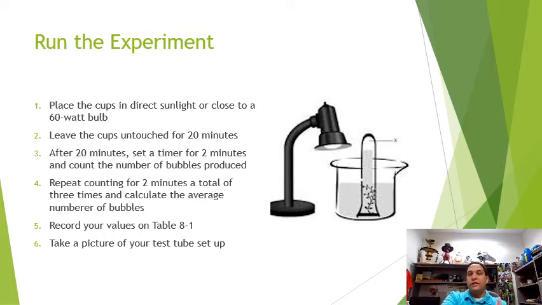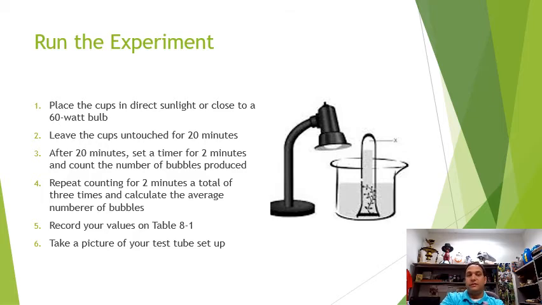Next, you're going to run the experiment. Take those cups that have your inverted tube and your plant in it, and you want them to be in direct light. That could be in direct sunlight, or it could be indirect light underneath the lamp. Leave the cups untouched for about 20 minutes. That lets them equilibrate. That lets them get used to their new conditions.